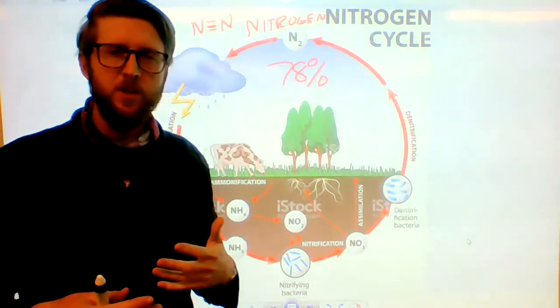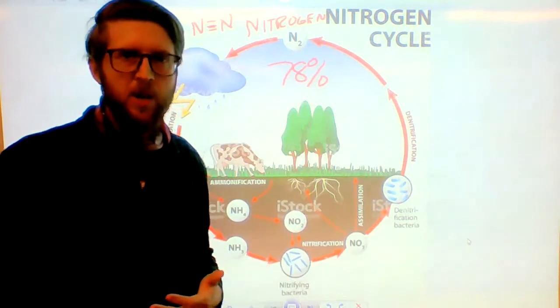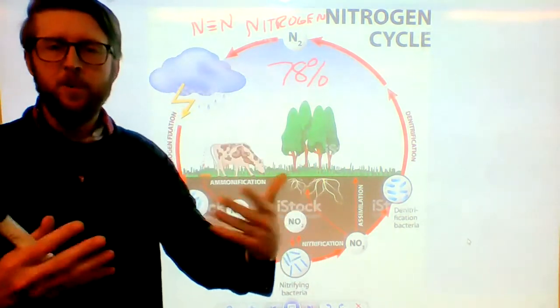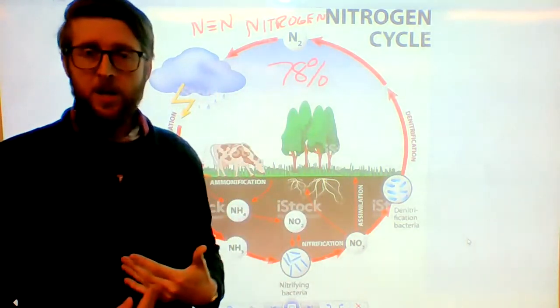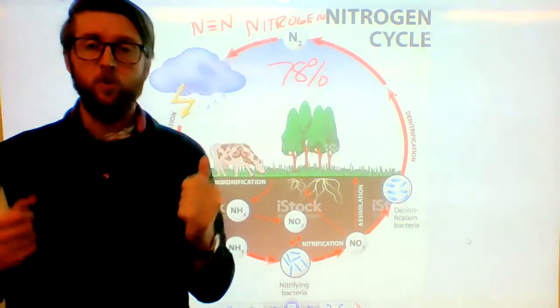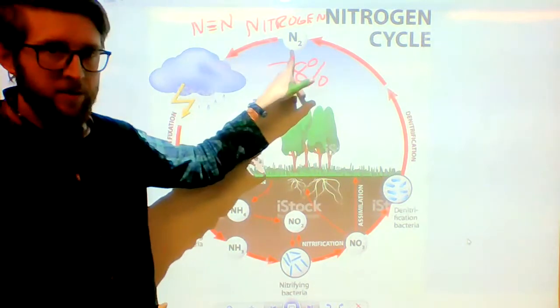We're not going to get into the different kinds of bonds. That would be more chemistry, and this is biology. But just know that, you know how atoms are bonded together, there are different strengths of bonds. Some bonds are stronger than others. And the bond that is in atmospheric nitrogen, that is, N2, is really, really strong.